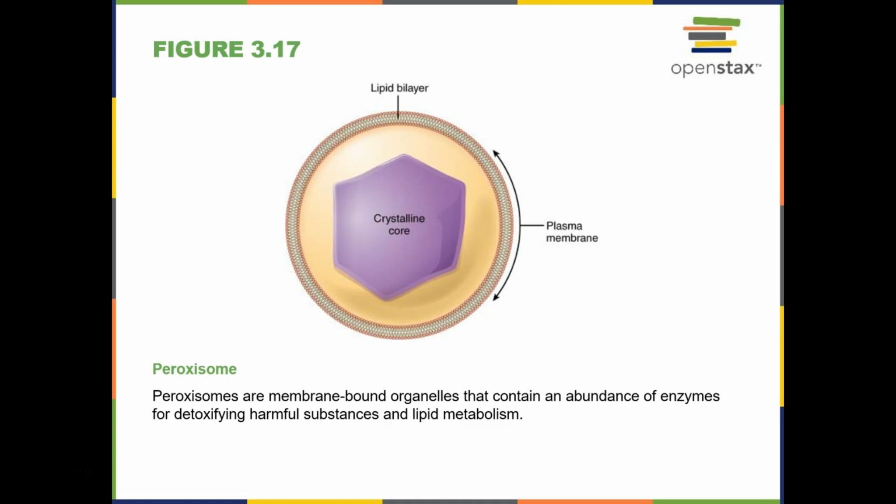Peroxisomes can be used to break down fats through beta oxidation so that we can use them in processes like aerobic respiration. You're going to have a lot of peroxisomes in areas where you are constantly trying to detoxify materials, toxins. And so the liver, again, is a very important area for peroxisomes to be found.